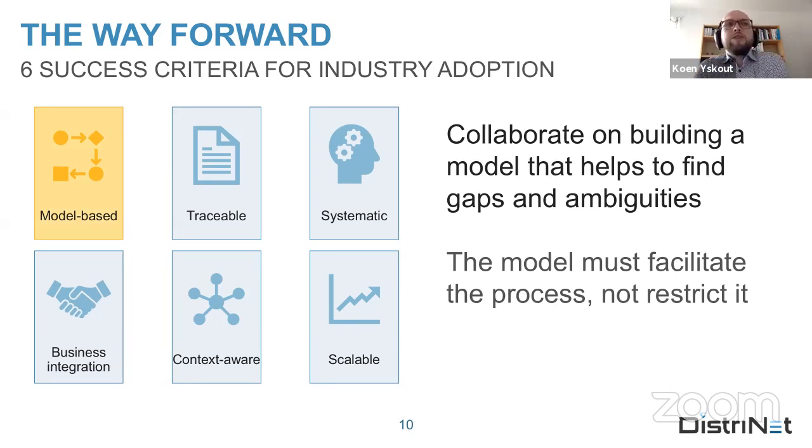So a first element that we believe is necessary is that threat modeling revolves around building a model, and that model should help you in finding gaps and ambiguities in what you have done so far. And an important constraint that we heard about is that the model must somehow facilitate the process of threat modeling, but should not restrict it. So you don't want to be restricted by having to adhere to a particular model, but the model should help you while creating it. For example, by highlighting, okay, you mentioned here, for example, the existence of a certain component or process, but you didn't say anything about that yet, or it isn't included in your model yet.